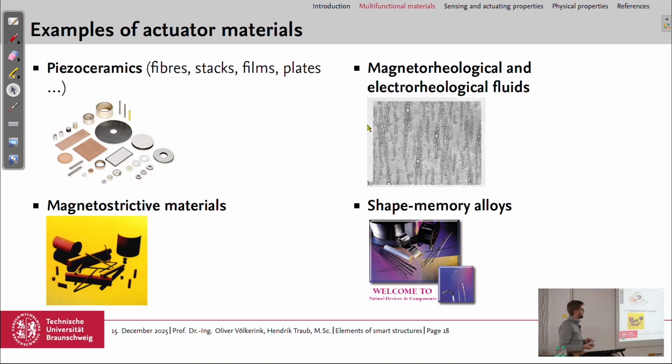Then, if we use the inverse effect, we can also use some of these materials as actuating materials. There we have again piezo ceramics. When we use them as actuators, we have maybe larger or thicker parts, so not only fibers and films, but also stacks and plates. We still have the magnetostrictive materials. We have magnetorheological and electrorheological fluids and shape memory alloys, as you may all know.